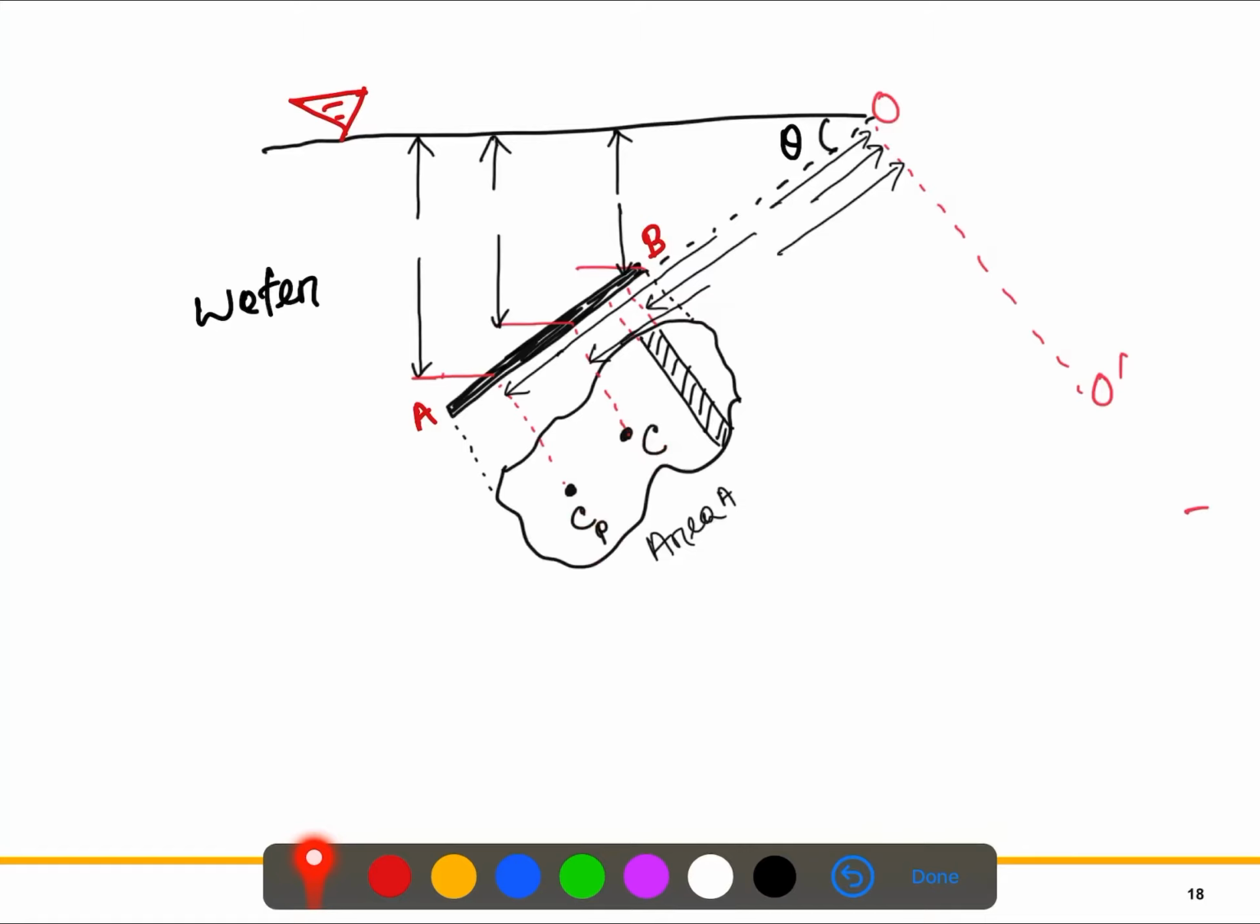Here, if we put this dotted line, we can say the distance of the centroid from the free surface is h bar. This point, we can say, is h bar or h_C. I'm repeating again, you see this is the centroid. If we put this dotted line here, I should write it down this way.